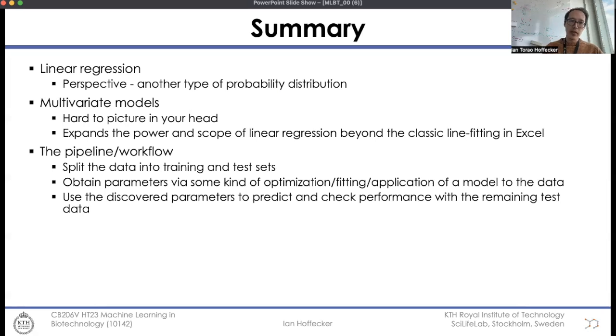And what's important about this is realizing that linear regression is actually a pretty powerful tool. So it's much more than just the line fit from Excel. We can handle complex data like gene expression profiles, for example, and really mine a lot of useful information from it. And then finally, we talked about this pipeline or workflow, which is going to be really common in supervised machine learning tasks, where you're splitting your data into training and test sets. You're obtaining your parameters after some kind of optimization fitting process, and then you're using those parameters to make predictions, but also check your performance with your remaining test data.